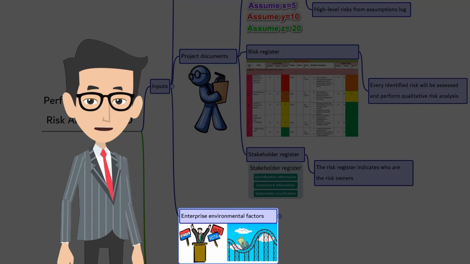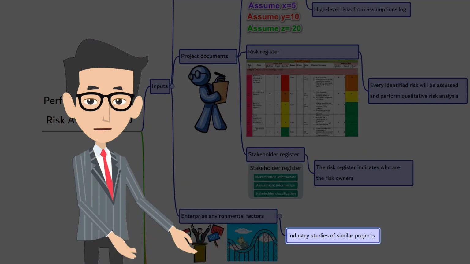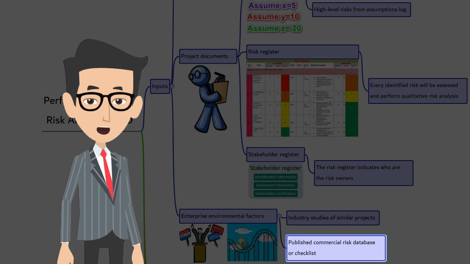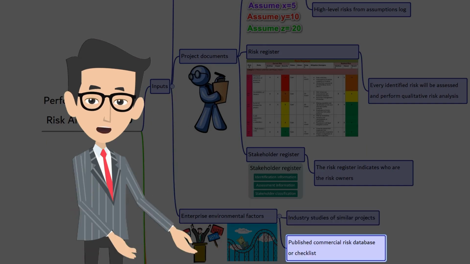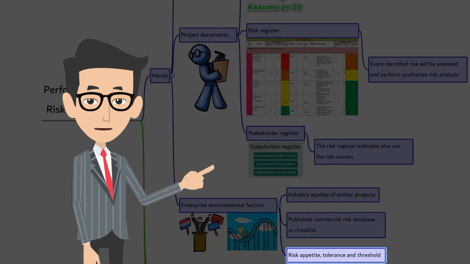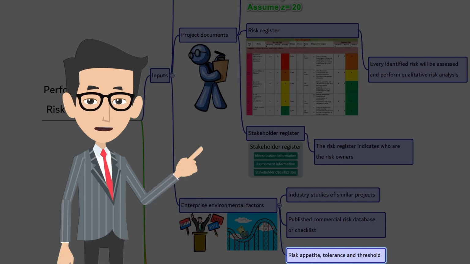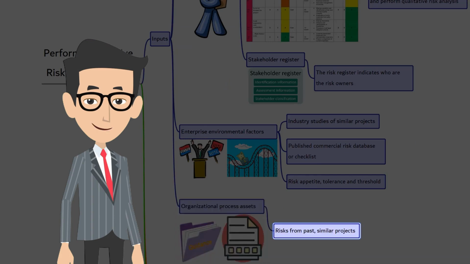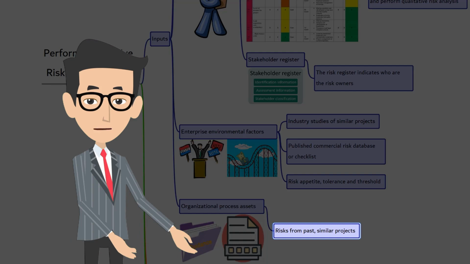The third input is enterprise environmental factors. Industry studies of similar projects, published material including commercial risk database or checklist, organizational risk appetites, tolerance, and thresholds help you to identify the impact of a risk, rank risk, and determine which risk response strategies to use. The fourth and the final input is organizational process assets. Here we are talking about information from similar completed projects or phase.